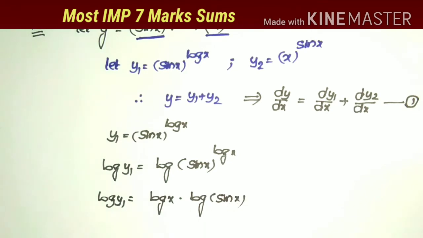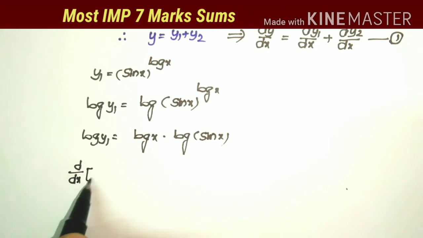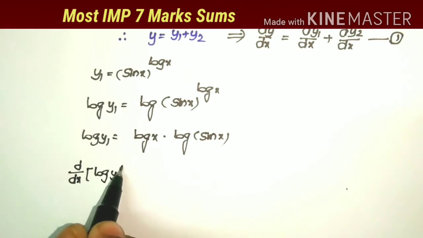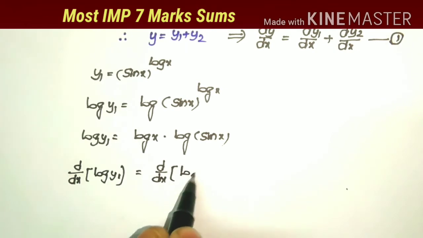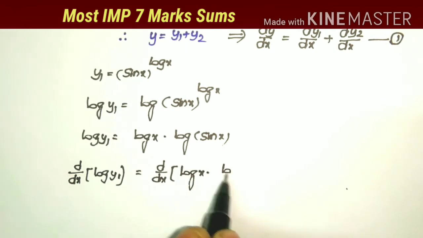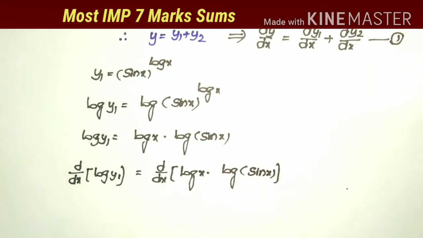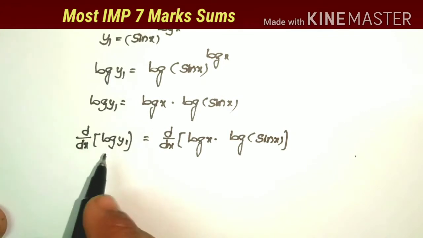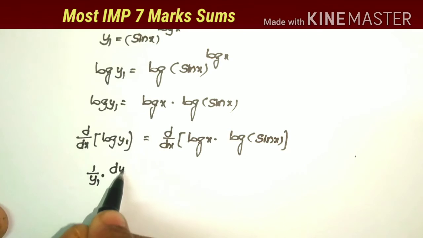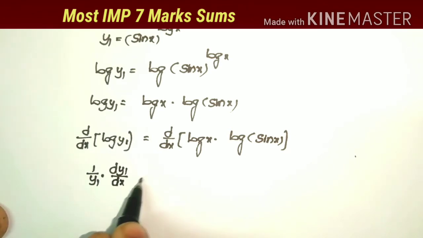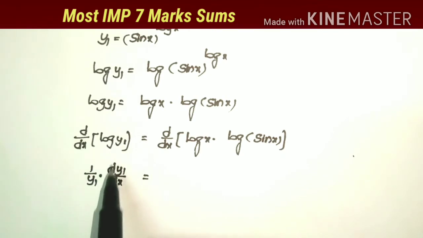Now we want the derivative, so applying d/dx: d/dx of log y1 equals d/dx of (log x into log of sin x). Now taking the derivative, the derivative of log y1 is 1/y1 times dy1/dx, since in place of x we have y1 here.